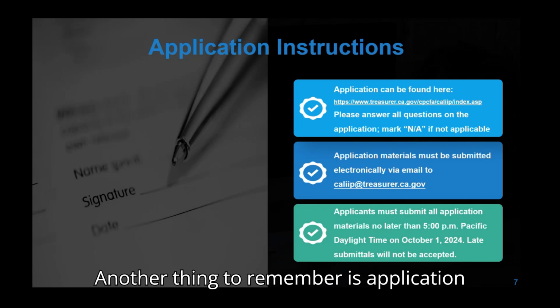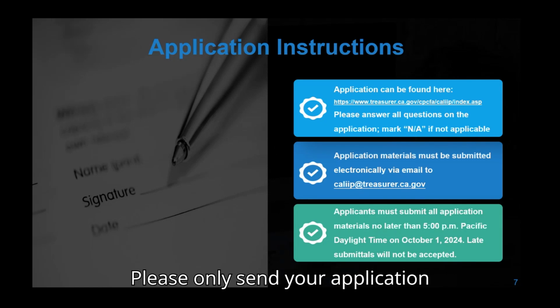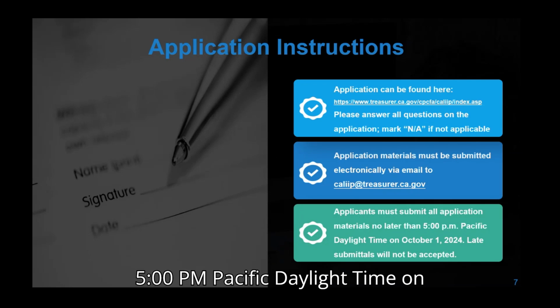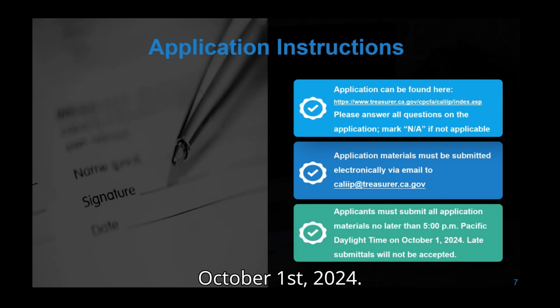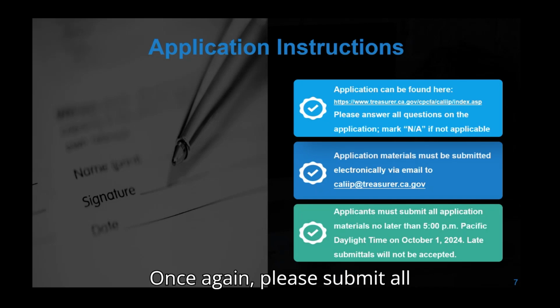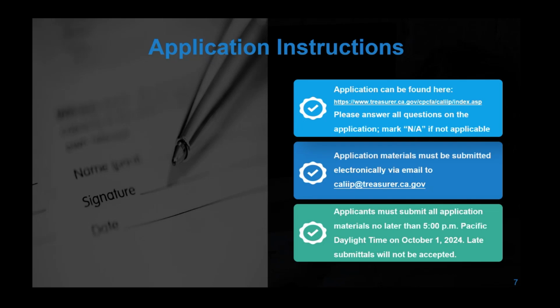Another thing to remember is application materials must be submitted electronically via email to calip@treasurer.ca.gov. Please only send your application materials to that address. Finally, applicants must submit all application materials no later than 5 p.m. Pacific Daylight Time on October 1st, 2024. Late submittals will not be accepted. Once again, please submit all application materials no later than 5 p.m. Pacific Daylight Time on October 1st, 2024.